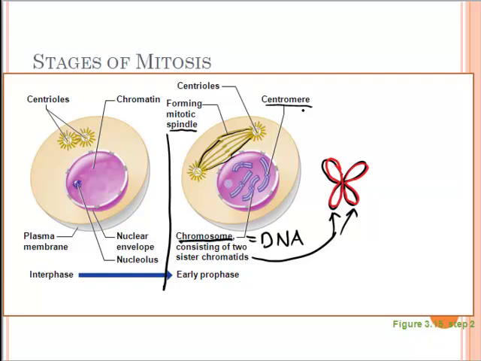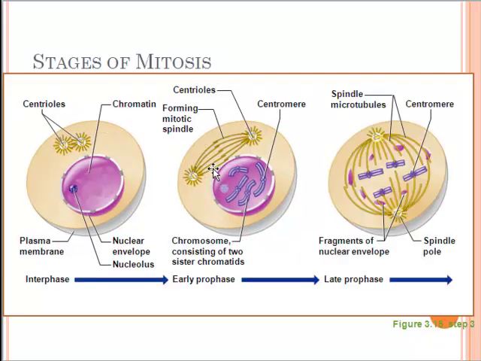There's lots of C words in this part of the lecture, but a centromere is the center part of a chromosome where the two sister chromatids are attached together. So in prophase, we have the chromosomes condensing, we have the spindle fibers starting to form, and then the other thing that's going to happen in prophase is our nucleus is going to disappear. So we have fragments of the nuclear envelope.